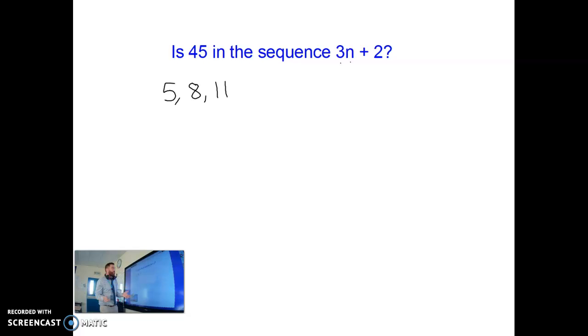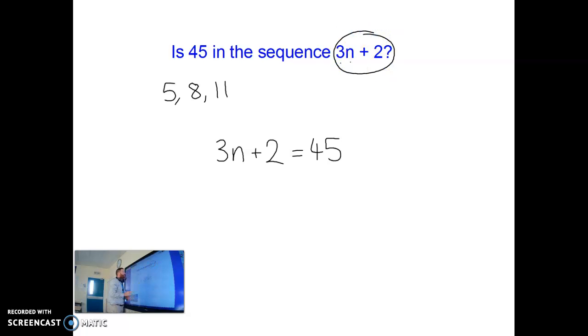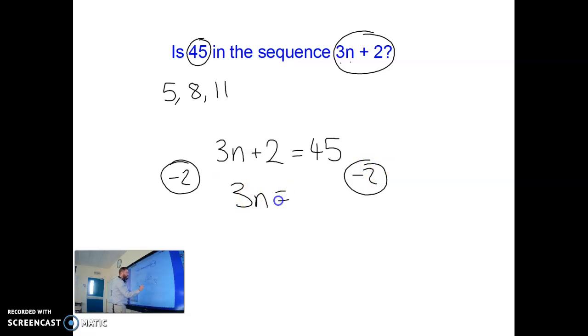So instead of doing that, we set up an equation, and we say, well, 3 times something plus 2, can it equal 45? We set up an equation, and then we solve it. So I take the sequence and make it equal to the number I'm looking for. Then I'm going to solve this equation. I take away 2 from both sides, minus 2 here, minus 2 here, and then I get 3n equals 43.